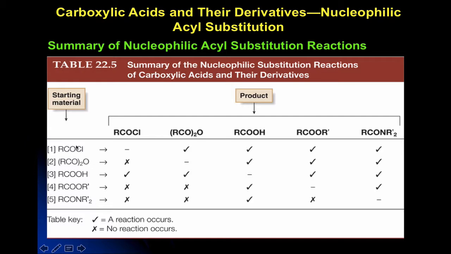Here this tells us that we can take an acid chloride and convert it into an anhydride, a carboxylic acid, an ester, and an amide. So what would we need to convert an acid chloride into an anhydride? We would need a carboxylate. What would we need to convert an acid chloride into a carboxylic acid? We would need water. And so you need to go through this. You need to know that you can't convert an ester into an acid chloride. I would spend some time memorizing this table. It will definitely help you on the next exam.